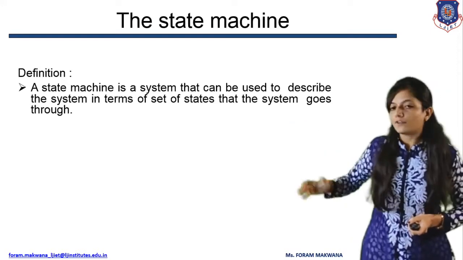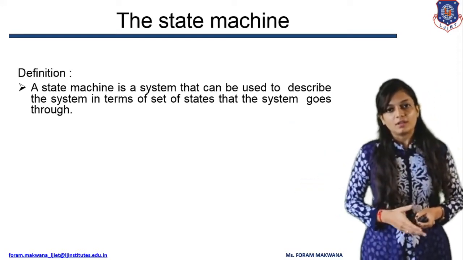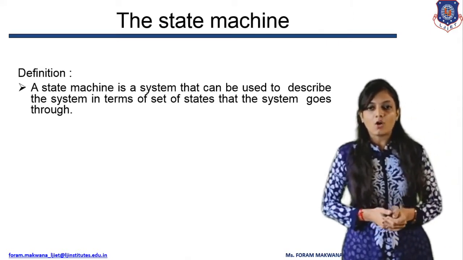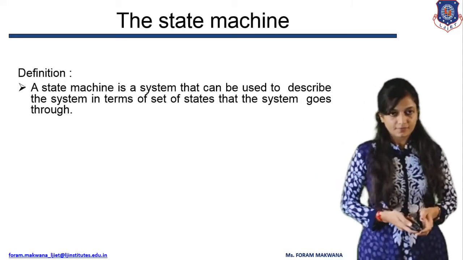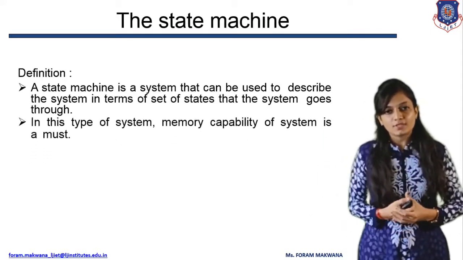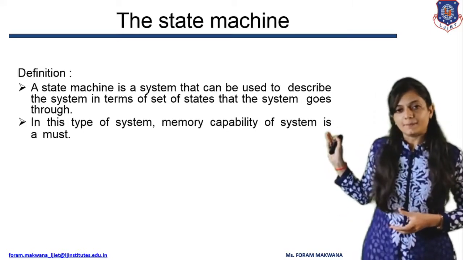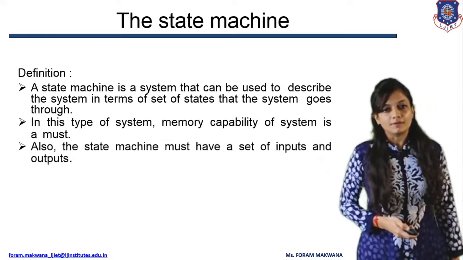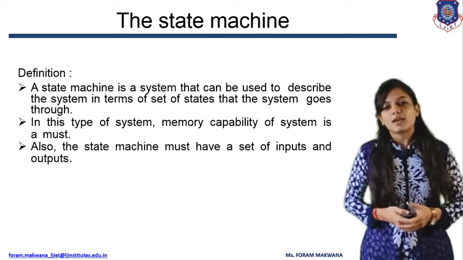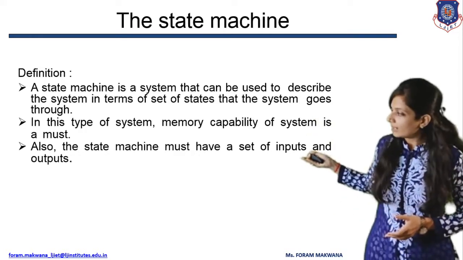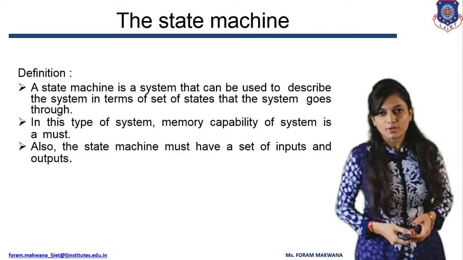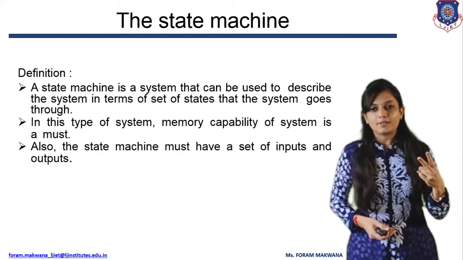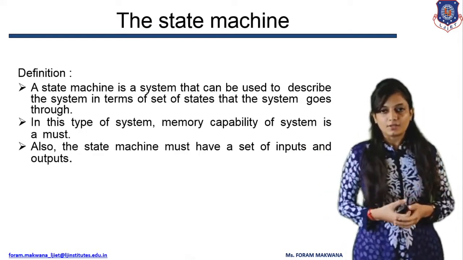We know that a flip-flop is edge triggered. Edge trigger means it is going to be triggered for either positive edge or the negative edge, right? Secondly, in this type of system, we require a memory. So a capability of memory should be there. Third, the state machine must have a set of inputs and outputs. We will see a generalized block diagram of FSM in which we will see there are two types of input, primary and secondary, two types of output, primary and secondary, right?